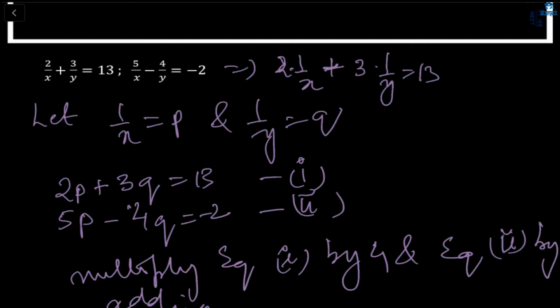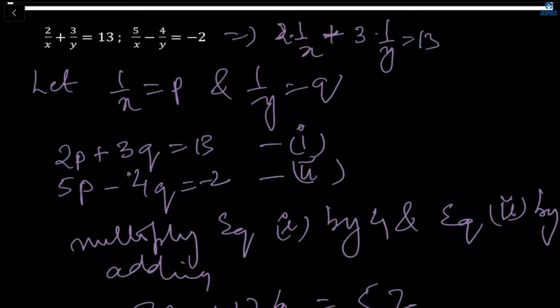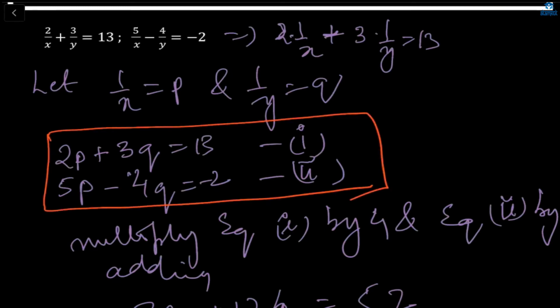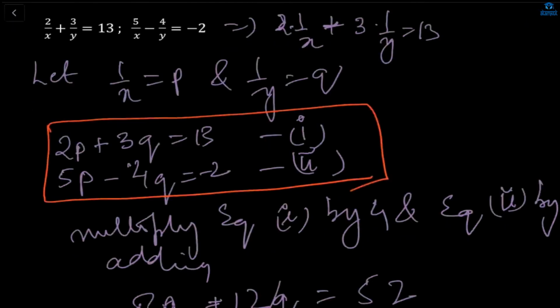After putting the value of 1 upon x as p and 1 upon y as q in the given equations, we get a proper linear equation: 2p plus 3q is equal to 13. Instead of 1 upon x, I have written p, and instead of 1 upon y, I have written q. And 5p minus 4q is equal to minus 2. Now you can see this is a proper linear equation.